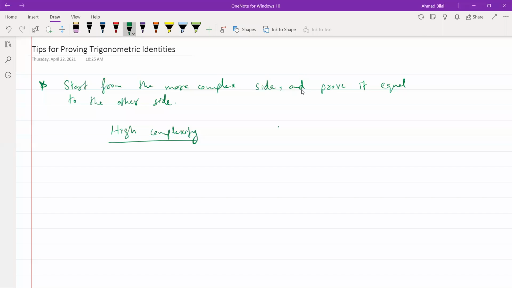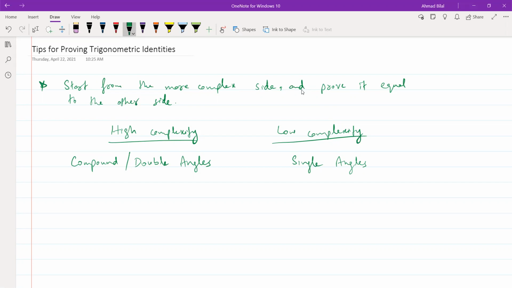So high complexity and low complexity. The first thing that you look at is whether one of the two sides has compound angles or double angles. तो जिस साइड के ऊपर कंपाउंड या फिर डबल एंगल्स होंगे, that's going to be considered more complex. और जिस साइड के ऊपर सिंगल एंगल्स होंगे, that is considered relatively less complex. All right, so that's the first thing that you look at.